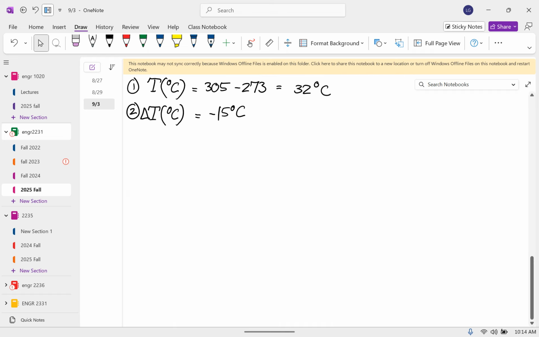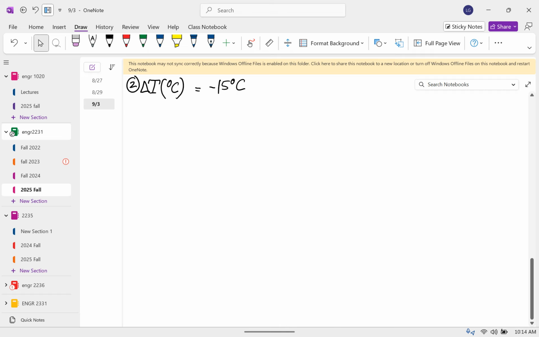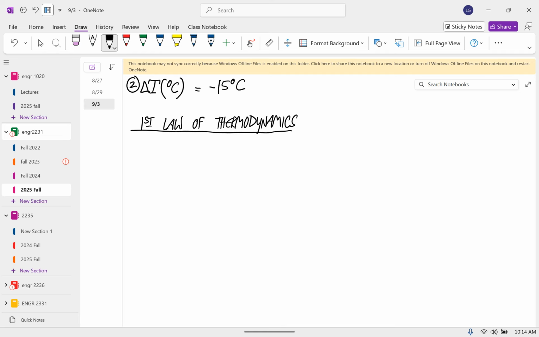So now we're going to talk about, this is kind of the first topic in thermodynamics for us, the first law of thermodynamics. And this is conservation of energy.